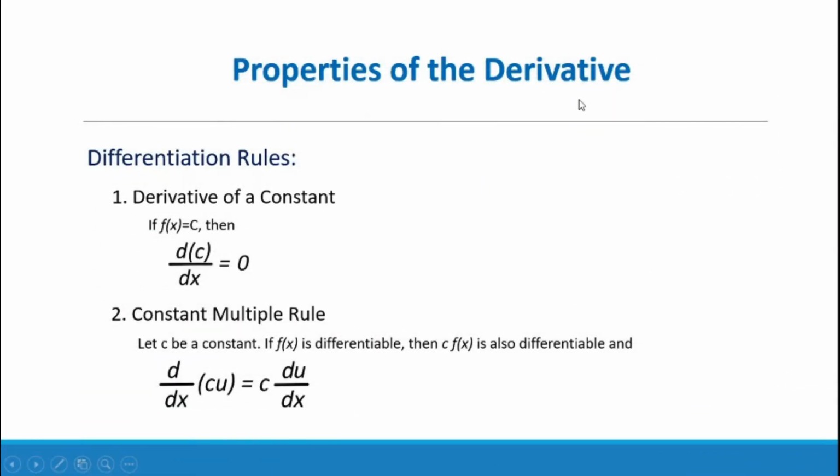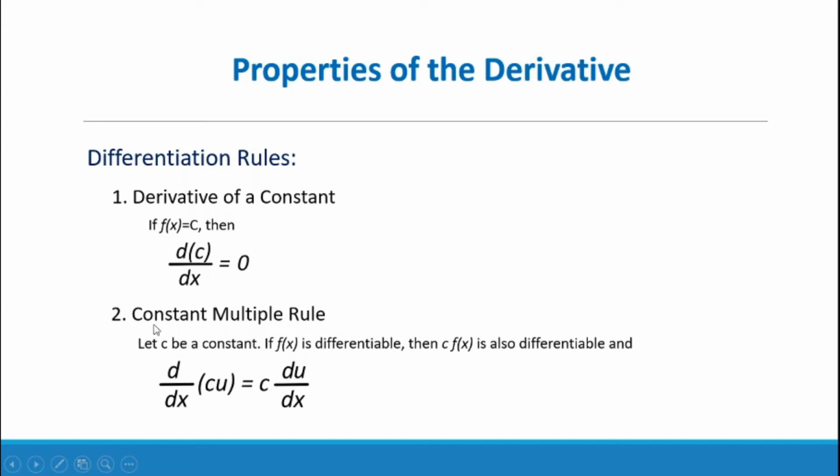Properties of the derivative. Differentiation rules. Number 1. Derivative of a constant. If f of x is equal to c, then the derivative of c is equal to 0. So any constant or number, when you derive, the value is equal to 0.